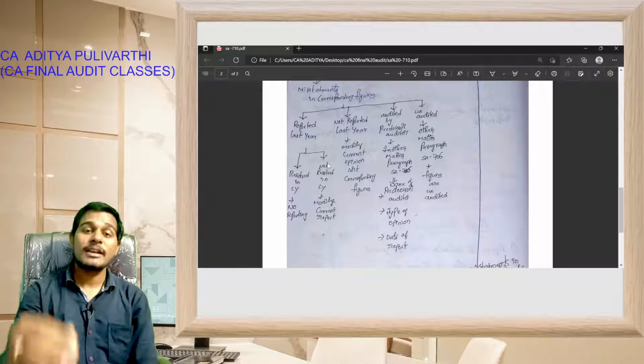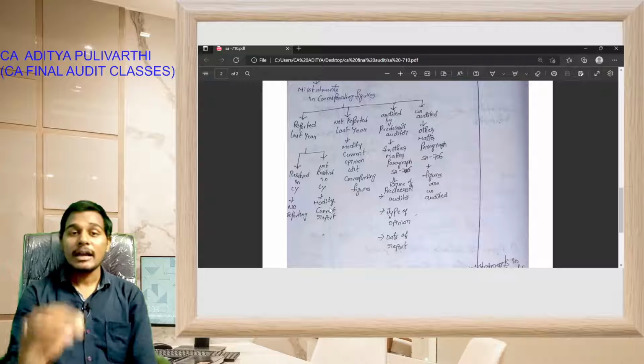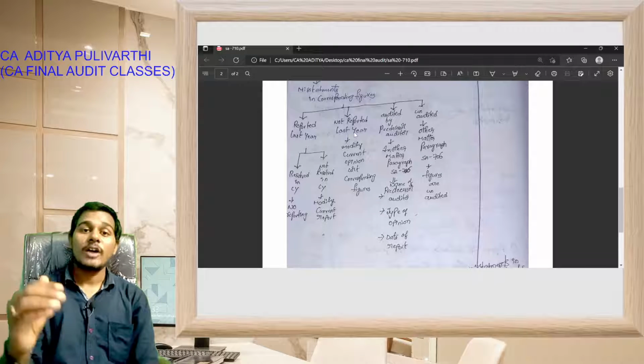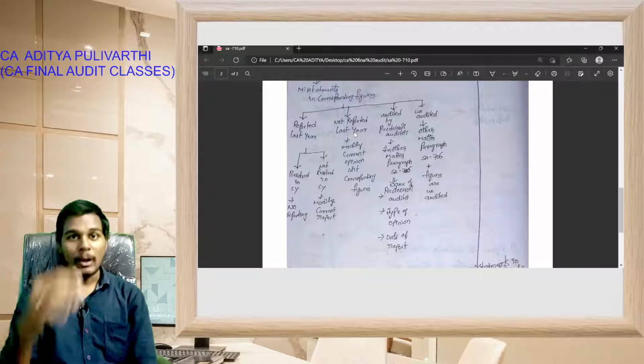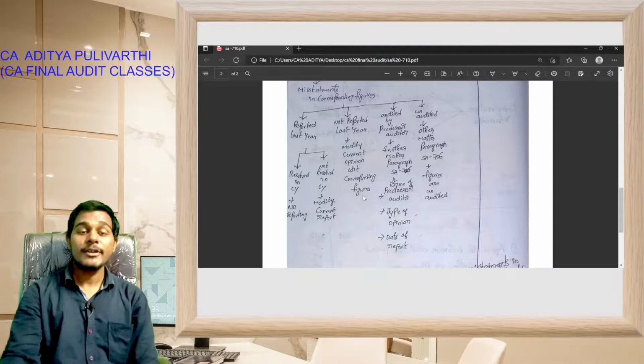If the management has not resolved the misstatements, then the auditor will modify the current year opinion. And if last year the auditor has not reported the misstatements, then the current year auditor will modify the current year opinion with respect to corresponding figures.